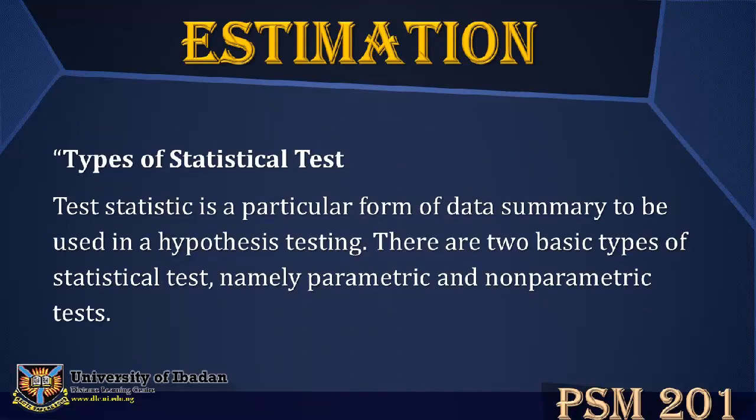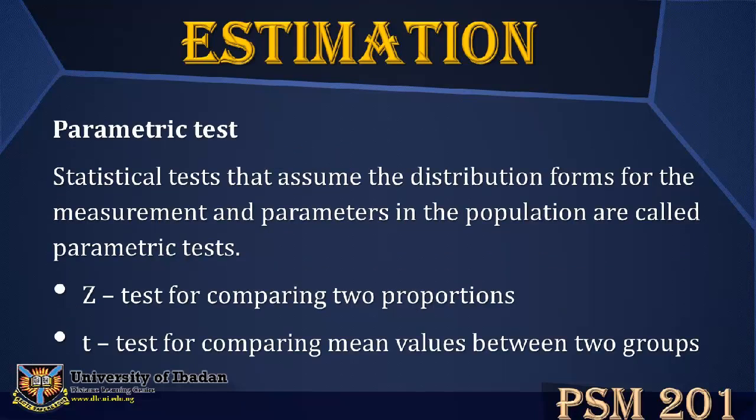Types of statistical tests. Test statistic is a particular form of data summary to be used in a hypothesis testing. There are two basic types of statistical tests, namely parametric and non-parametric tests. Parametric tests: statistical tests that assume the distribution forms for the measurement and parameters in the population are called parametric tests. Normality assumption is the commonest requirement for application of parametric tests used for statistical inference.